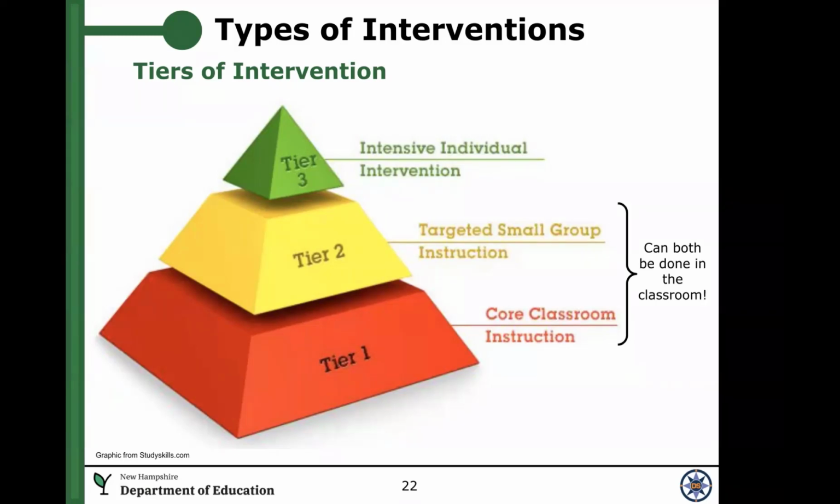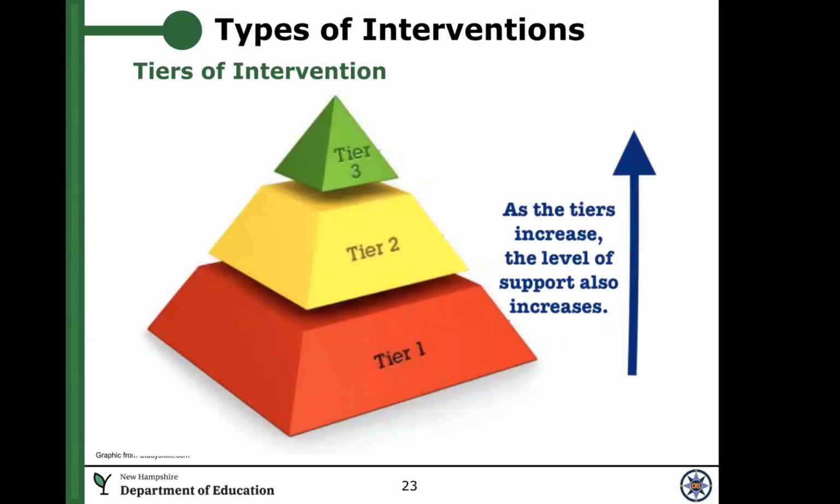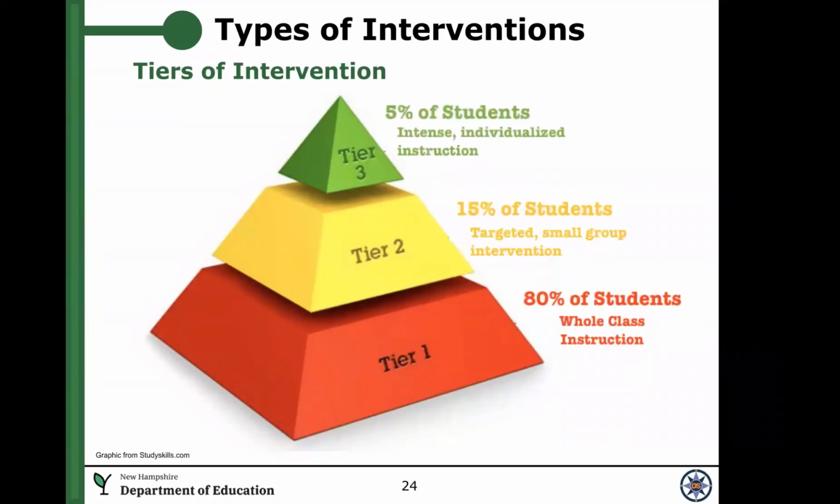You can definitely do some of that tier 2 instruction inside your classroom. A lot of the intervention that we're looking at today is really that tier 2 instruction. When we're intervening and looking at data and figuring out student needs, it is a lot of targeted small group instruction. So obviously, as the tiers increase, the level of support will also increase. And then here's what we have. These are just rules of thumb traditionally for the different tiers.